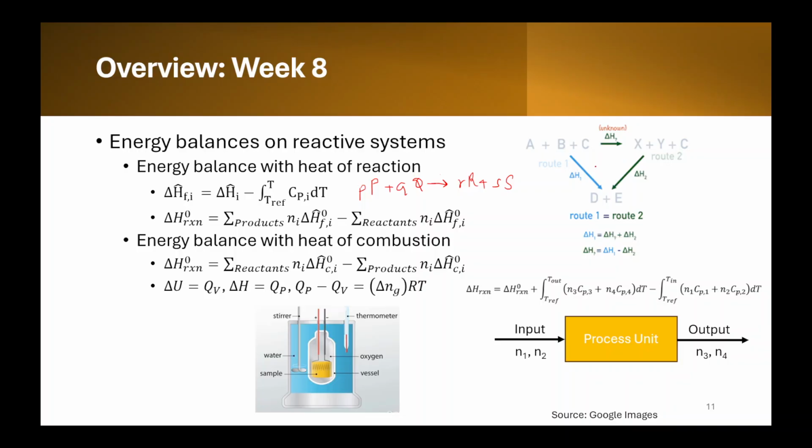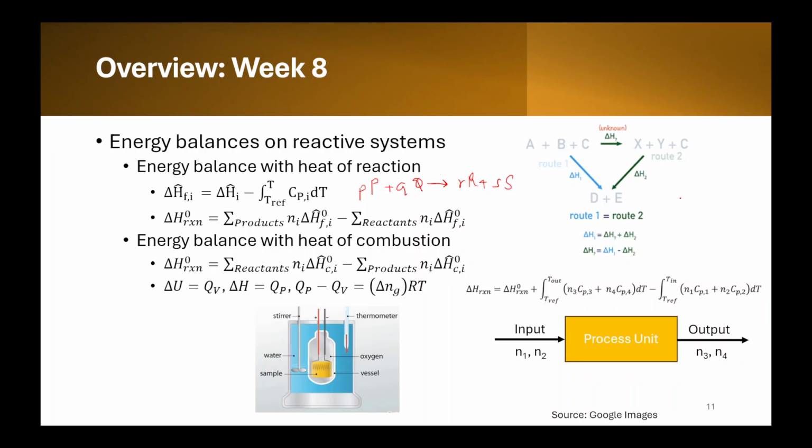There is another route that you can take, which is basically A plus B plus C giving some intermediates X plus Y plus C and then giving us D plus E. So there are two routes that you can take. You know the heat change or the heat of reaction for this route. You know the heat of reaction for this route as well, but you don't know the heat of reaction for this intermediate route. So how you can find out is basically you.